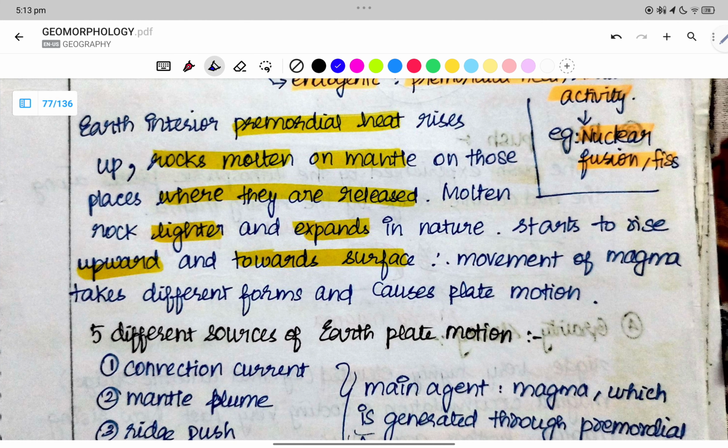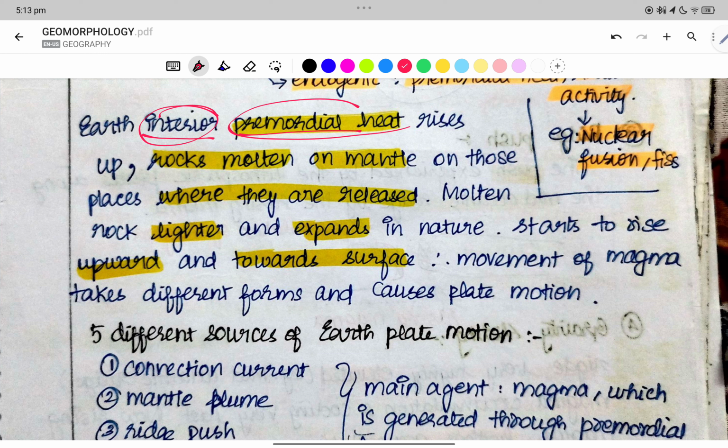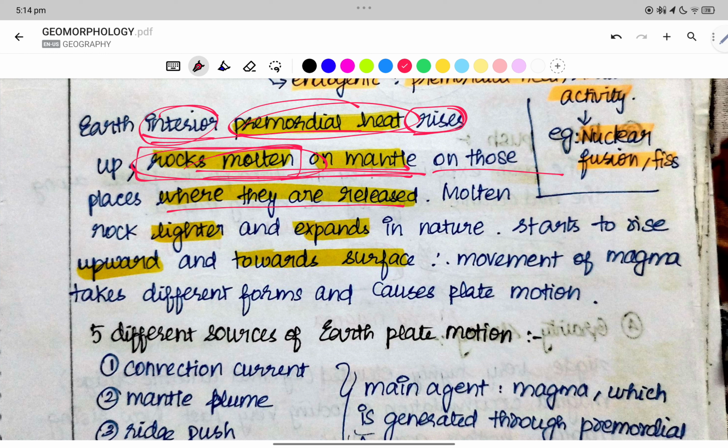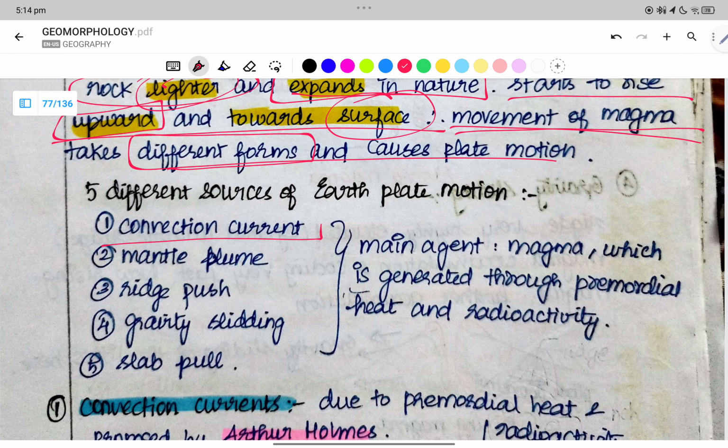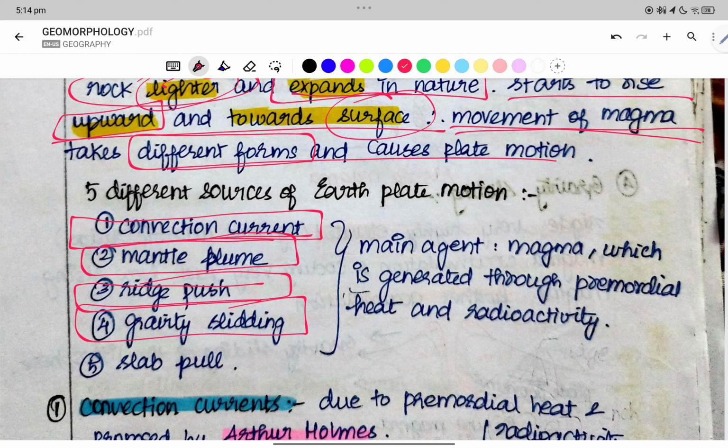Now the earth's interior has primordial heat which rises up. Rocks melt in the mantle. Because of this heat, the rocks in the mantle get molten in places where heat is released. The molten rock becomes lighter and expands in nature. It starts to rise upward towards the surface, right? Magma movement takes different forms and causes the plate movements. The magma moves in the form of convection currents, mantle plumes, ridge push, gravity sliding, and slab pull.